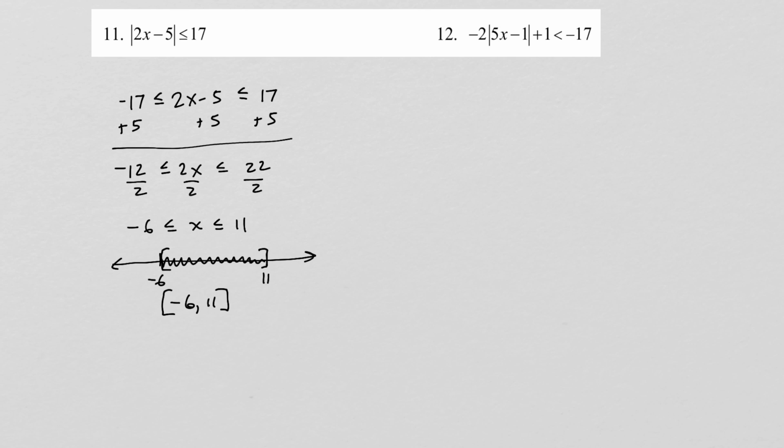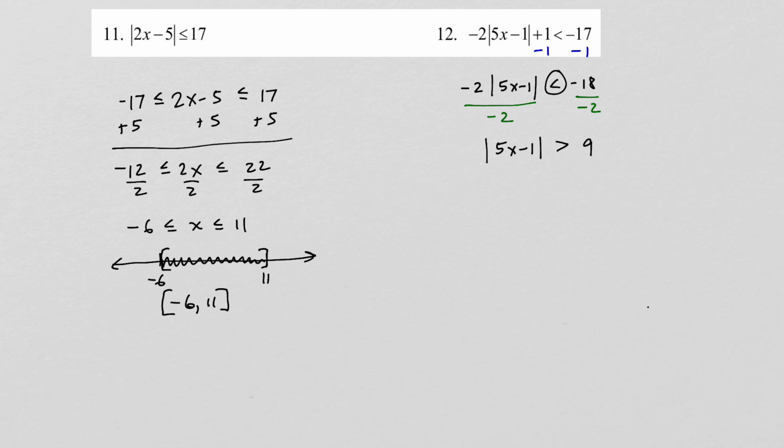In the next problem, it's very similar. We do need to isolate the absolute value first. So I'm going to subtract 1 from both sides, which gives us negative 2 times the absolute value of 5x minus 1 is less than negative 18. And then we do need to divide both sides by negative 2 here. That will give us the absolute value of 5x minus 1 all by itself. Negative 18 divided by negative 2 is positive 9. But remember, you have to switch the inequality symbol when you divide by a negative.